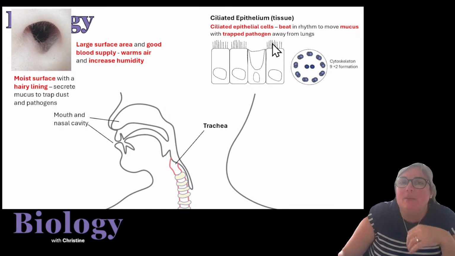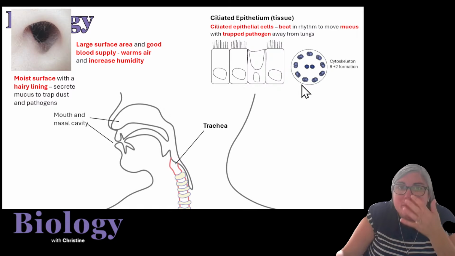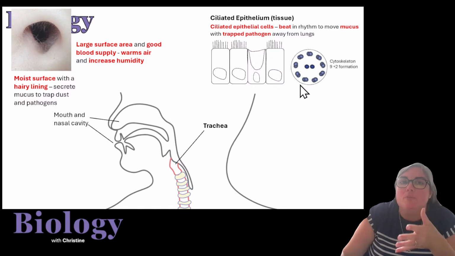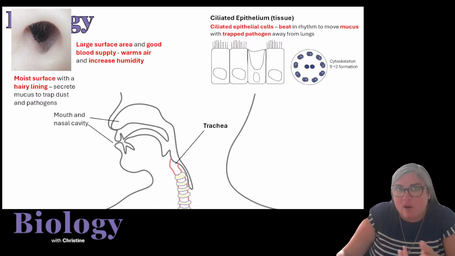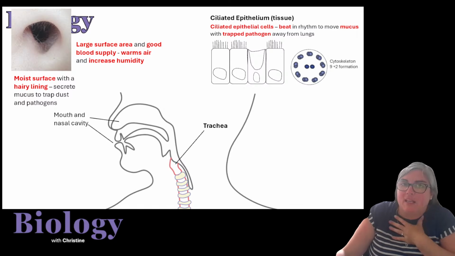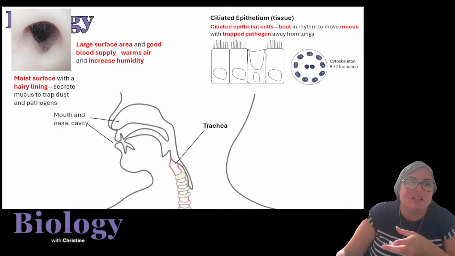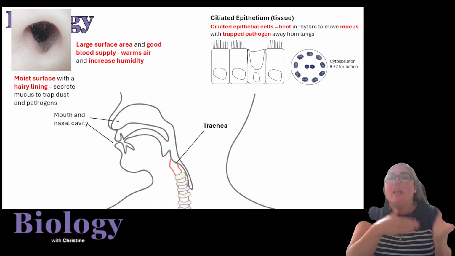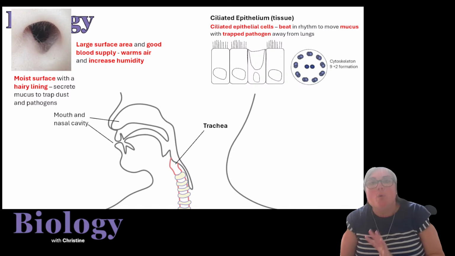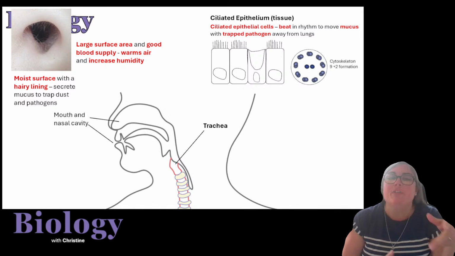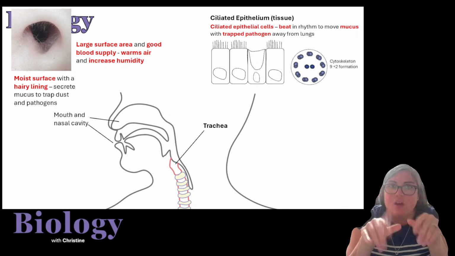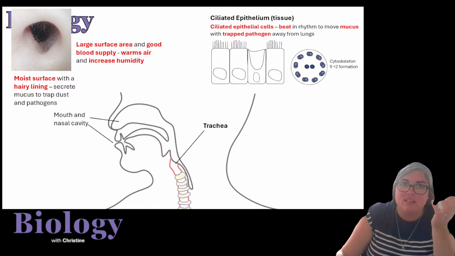So our ciliated epithelial cells are going to beat in rhythm, and they're going to beat to move the mucus, which is obviously there to trap the pathogen, stopping it from getting into the lungs. The way in which it beats is to do with the cytoskeleton. The fact that the cytoskeleton is able to allow for the movement of the cell is what gives that rhythmic beating of the cilia.